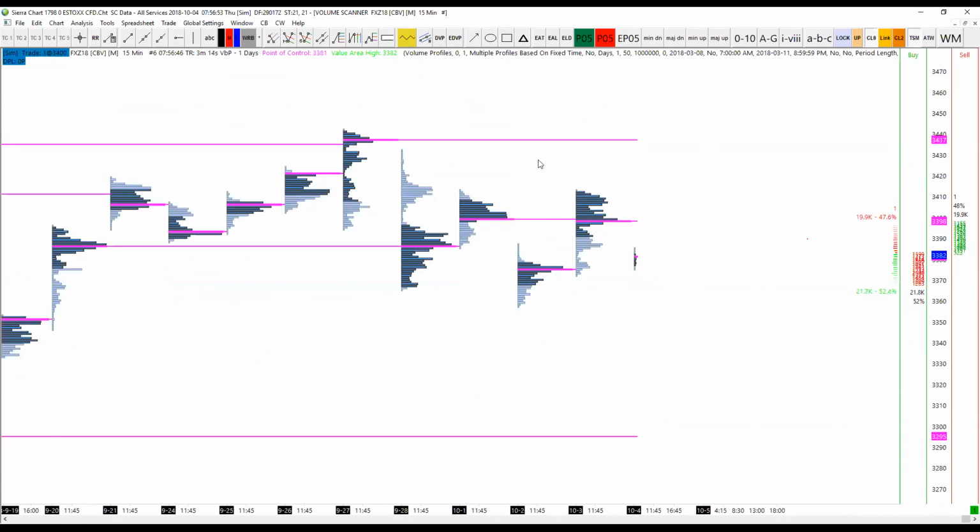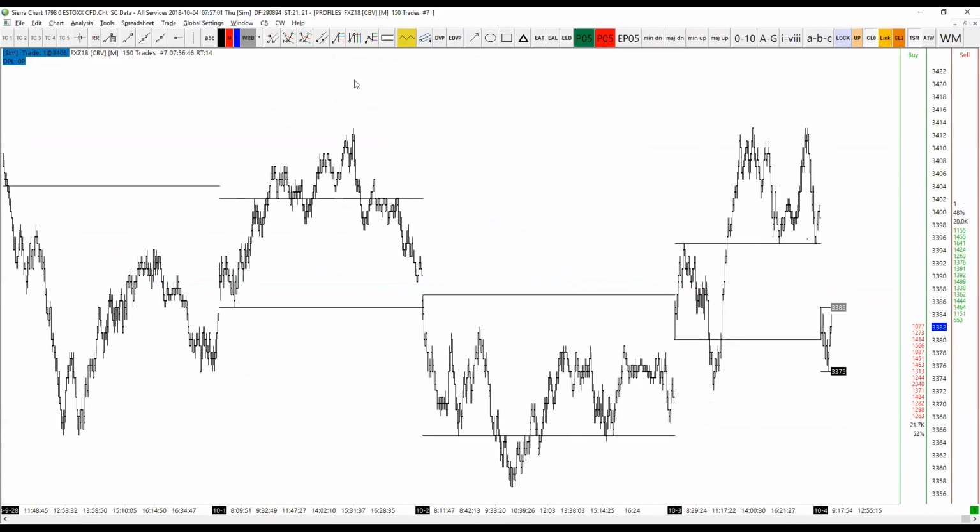Just be aware that this EStoxx one is based on the futures price. The other three were based on CFD. All right. And that brings us up to current.